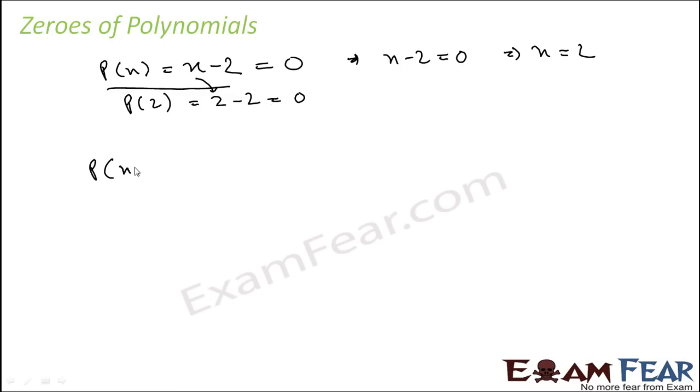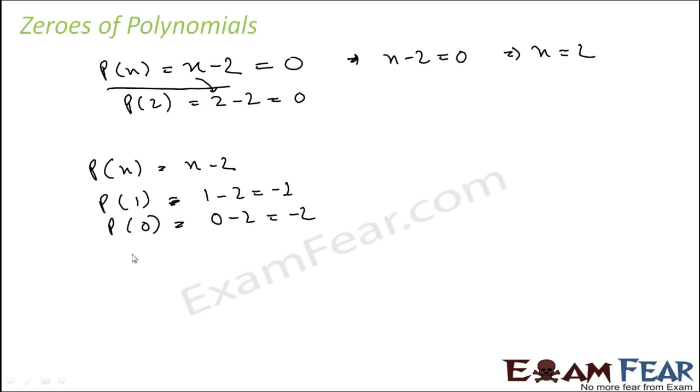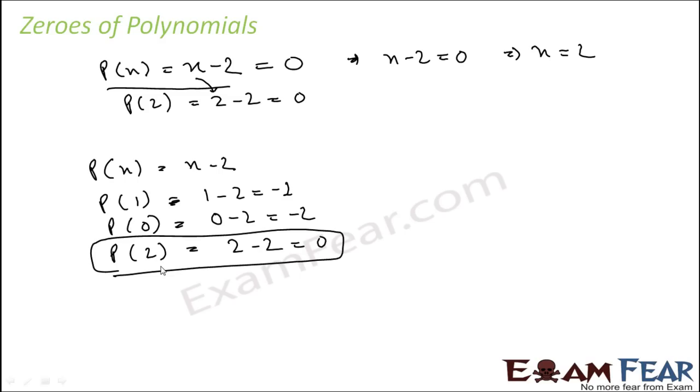Let's verify this with the same polynomial. p(x) is, let's suppose, x minus 2. Let's find the value of p of 1. p of 1 will be what? Replace x with 1: 1 minus 2, that is minus 1. Let's find p of 0. p of 0 will be 0 minus 2, that is minus 2. Let's find p of 2. p of 2 will be 2 minus 2, that is 0. So if you see here, this becomes 0.